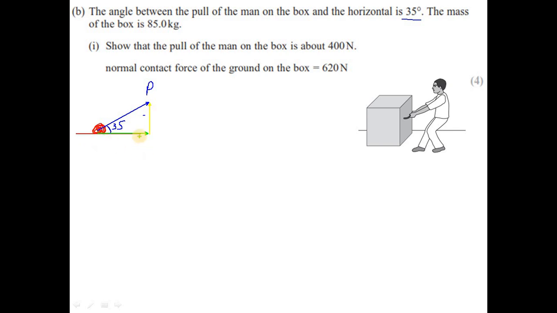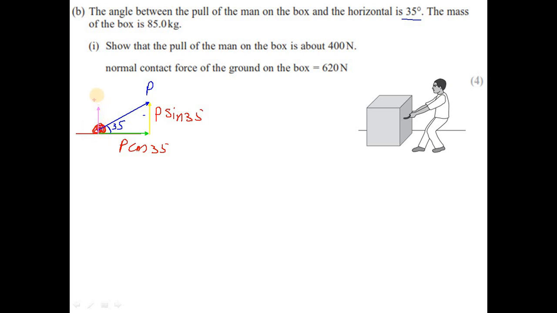So the green one is a horizontal component and the vertical one is the opposite component, and you can write their values. So this one would be P sine 35 and the horizontal one would be P cos 35. So other than these forces, we have normal contact force acting.